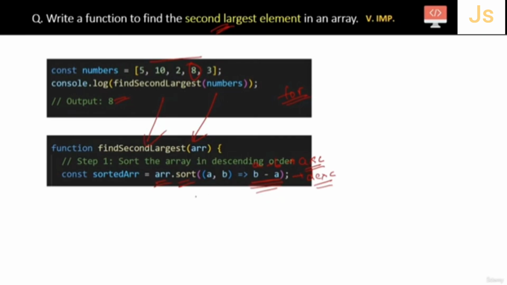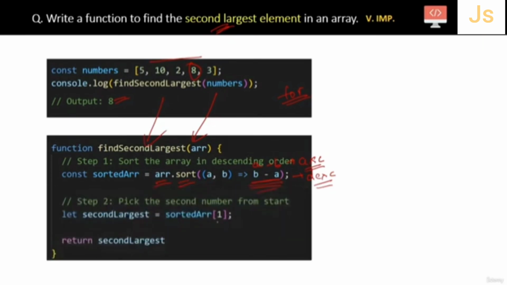Now you know that the second largest number of a sorted array in descending order will be the second number of the descending array, right? The first will be the largest and second will be the second largest. Therefore, we will use the index 1 to pick the second element of the array. That's simple, and that is the solution of this question.